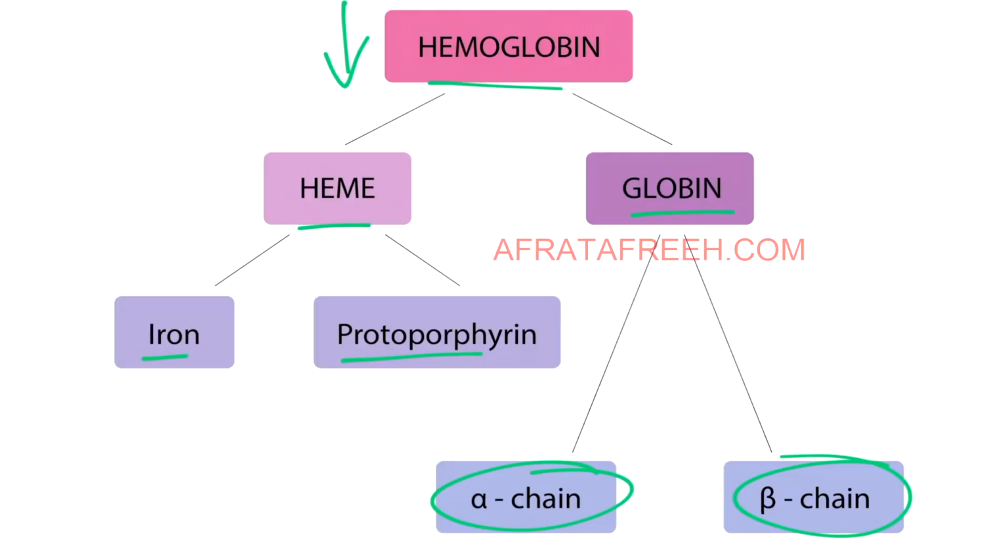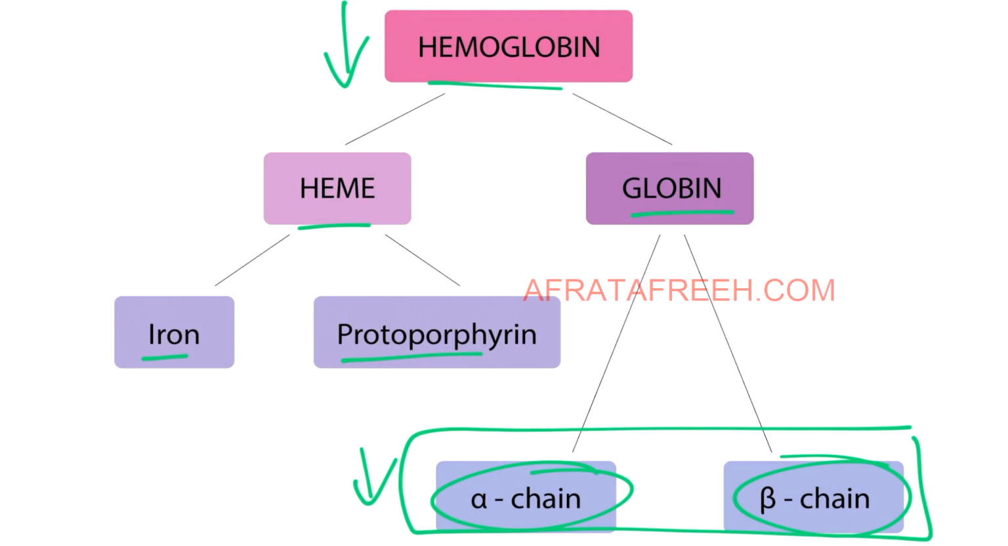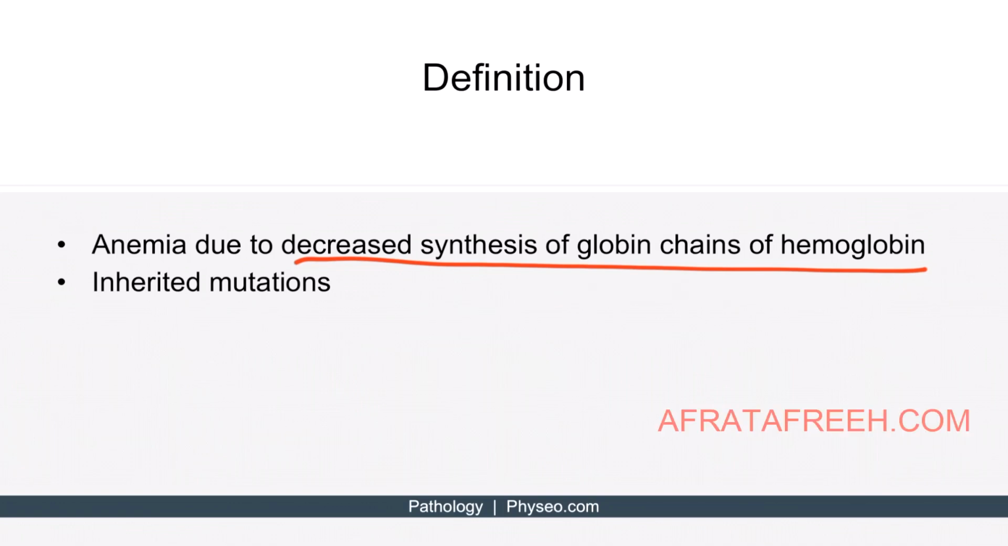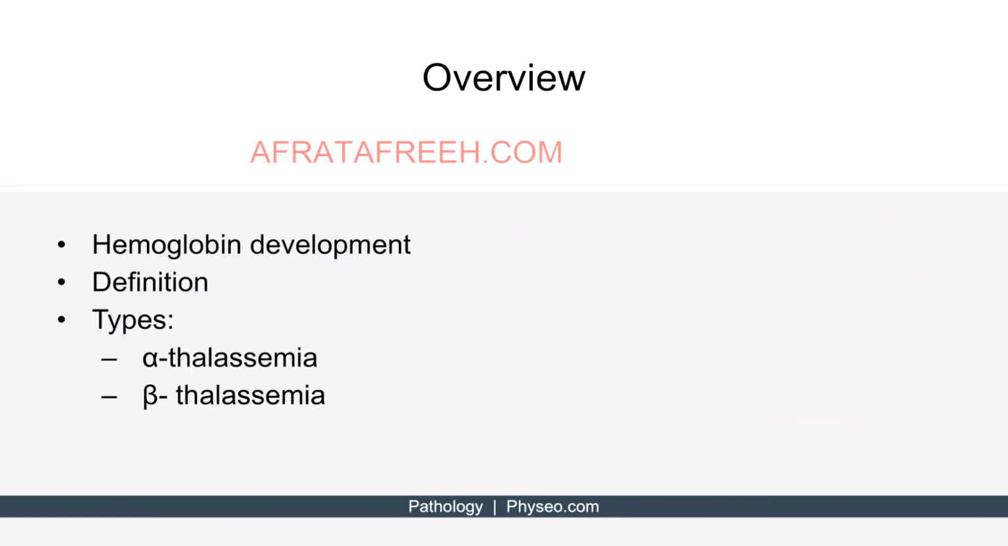So if we go back to this image, we can see that if this component is decreased, we're talking about thalassemias, and again, these can result in a decrease in hemoglobin. So globin is made up of both alpha and beta chains, and the thalassemias are divided into two types based on which of the chains is affected. Finally, the thalassemias are caused by inherited mutations. All right, now let's dive into the two types.